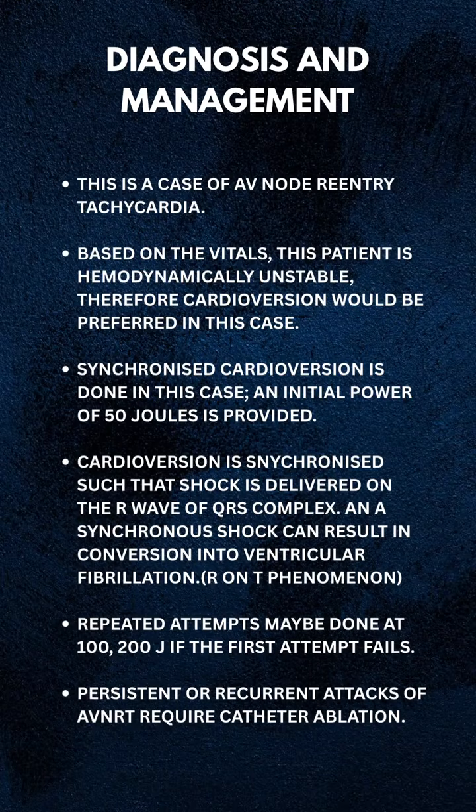So based on the findings, this is a case of AV nodal re-entry tachycardia. And since the patient is hemodynamically unstable, a synchronized cardioversion would be the preferred choice in this case. Now this is done by giving an initial power of 50 joules. And repeated attempts may be done at 100 to 200 joules if the first attempt fails.